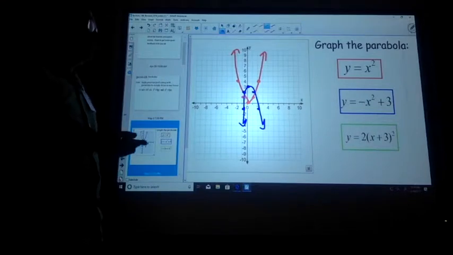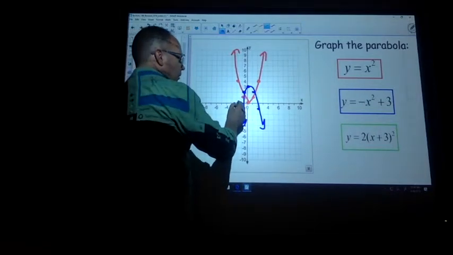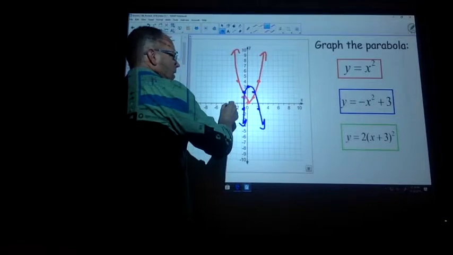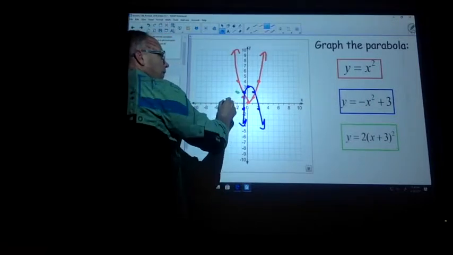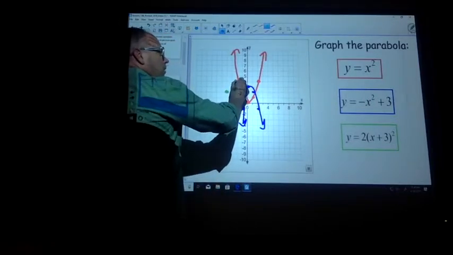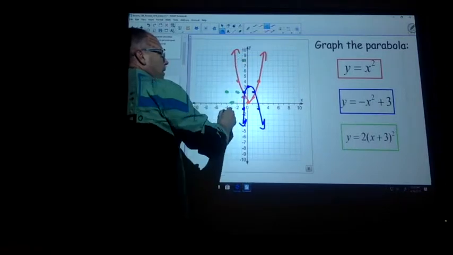And then the green one, that's going to have a shift to the left of 3. 1, 2, 3. Doesn't go up or down at all. And the pattern graphing goes right one up 2, left one up 2, right one up 6, left one up 6.